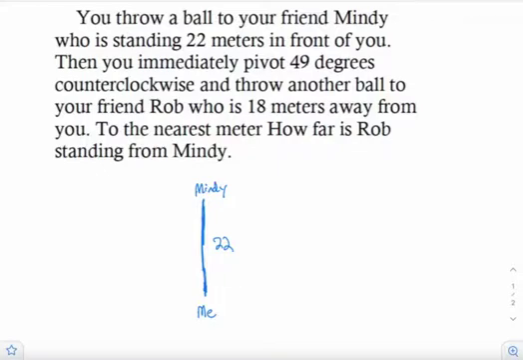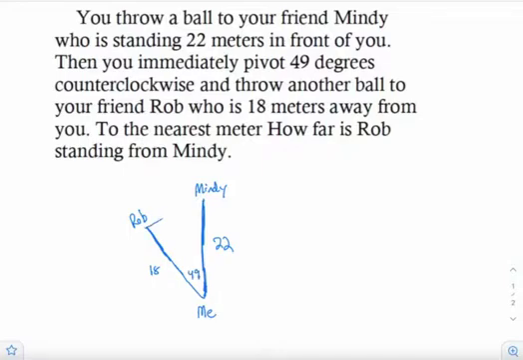Now, you're going to pivot 49 degrees counterclockwise, so that's going back this way. And then, let's say we're facing out like this. So we've got our friend Rob 18 meters away from us. Let's just say that this is Rob over here. And again, it doesn't matter that we have this drawn out to scale perfectly. We just want to get the sides and angles set up. So this is going to be a 49-degree angle.